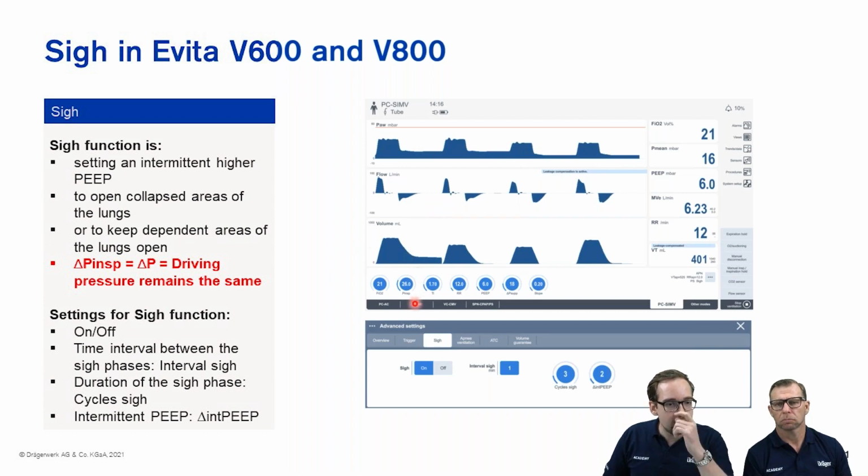So when we look at this, we can turn PSI on and off. We can select how many PSIs per minute we want to do. And when you are within a PSI cycle, you can select for how many breaths you want the PSI to be, and how big the increase in PEEP is. So as you can see, we are trying to keep the driving pressure constant. We are only increasing the PEEP level to not have an increase in driving pressure. I think this is a very important aspect.